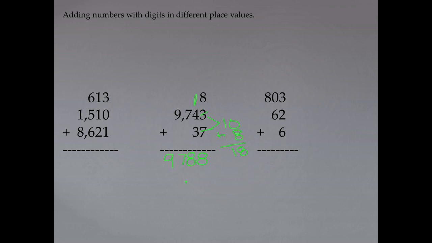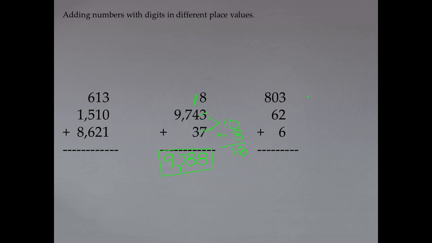So 9,788, which would be an excellent answer. I need to make sure, though, to get complete credit, to add my comma in. My comma, like I said before, lets the reader know that this is my hundreds, tens, and ones. Anything above that is going to be my thousands.